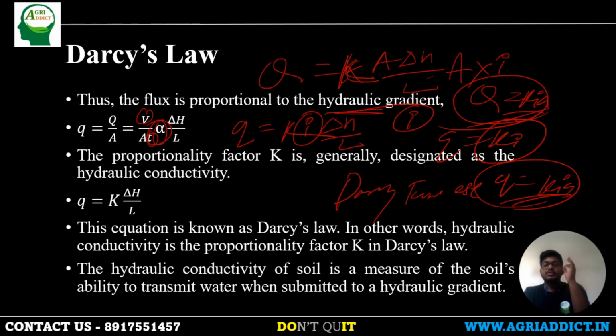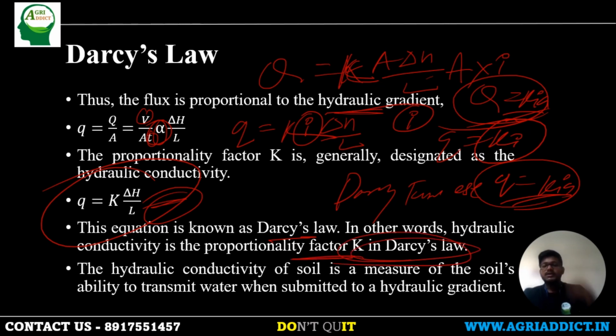Okay, so the shortcut to remember Darcy's law is Q is equal to KiA. Darcy, why did you do it like this. Okay, Q is equal to KiA. So that is Q is equal to K del H by L times A. Okay, this is the final equation. So this equation is known as Darcy's law. In other words, hydraulic conductivity is the proportionality factor K in Darcy's law. So hydraulic conductivity is nothing but the proportionality factor in Darcy's law.